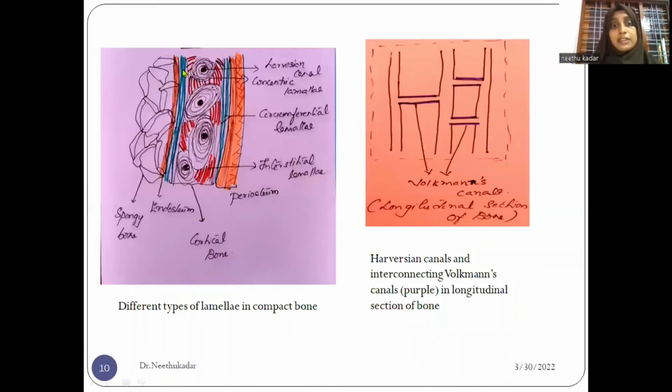You can see different types of lamellae here. Circumferential lamellae are marked in blue, interstitial lamellae in red, and black as concentric lamellae. Inside concentric lamellae, you can see Haversian canals. These topics will be taken in detail in the coming slides. You can see Haversian canals, and they are interconnected to each other by Volkmann's canals. This is the longitudinal section of the bone.